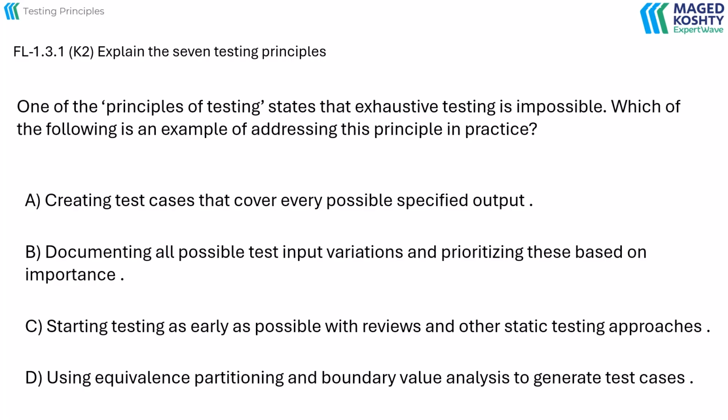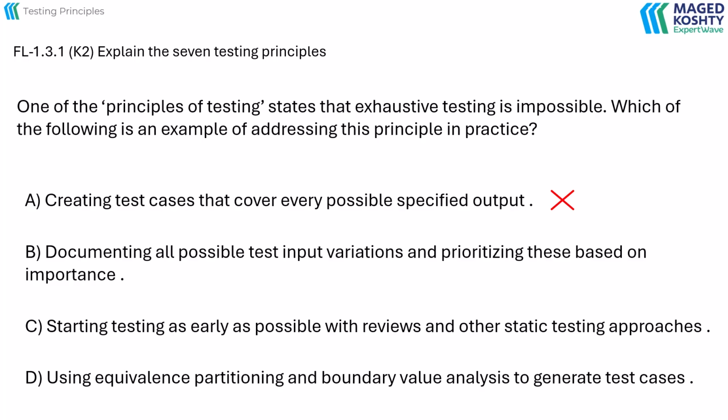Imagine a system that calculates the sum of 2 numbers. How many inputs can be used to produce 100 as an output result? Many combinations can produce 100 as a result, so if we use only one combination to produce 100 as a result, the number of test cases will be very low and the coverage will be very bad. So, creating test cases that cover every possible specified output is not a good solution.